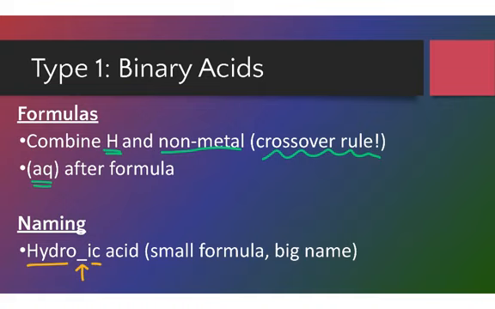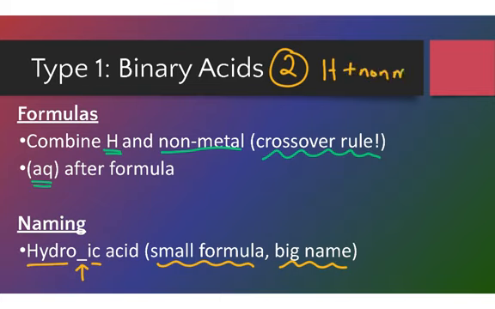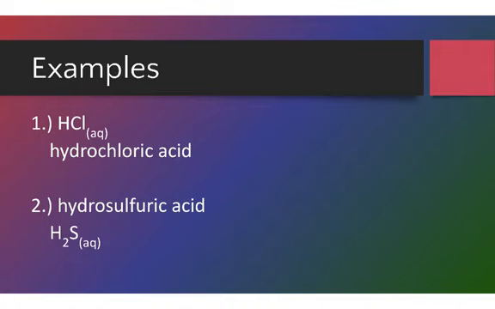This is a big name, so I always think of a small formula acid equals a big name, because this is a binary acid, which means only two ingredients will be formed. One of them is hydrogen, the second one is that non-metal from the front of the periodic table. Let's do a couple of examples here.